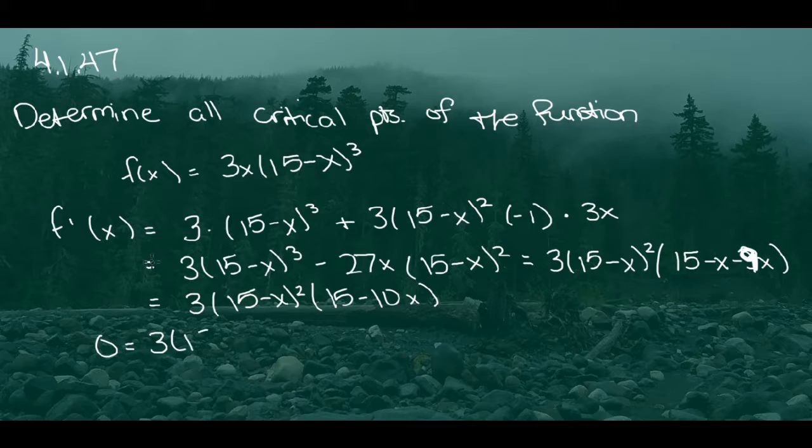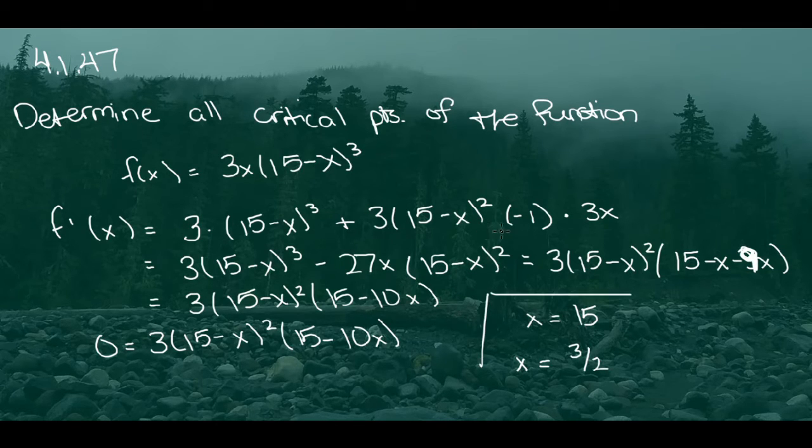So I set it equal to 0. And 3 is never going to be equal to 0, right? So that term doesn't really do anything. (15 minus x) squared is going to be equal to 0 if and only if x is equal to 15. And the last part is going to be equal to 0 if and only if x is equal to, well, solving for x, right? So I move the 10x over, and then I divide out by 10. So I have 15 over 10, which simplifies to 3 over 2. So these are going to be my two possible critical points for this function.